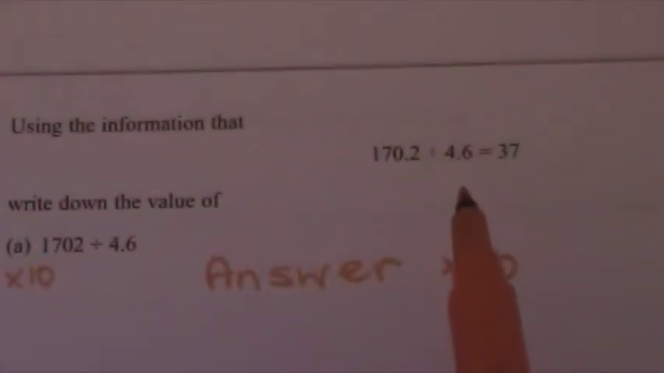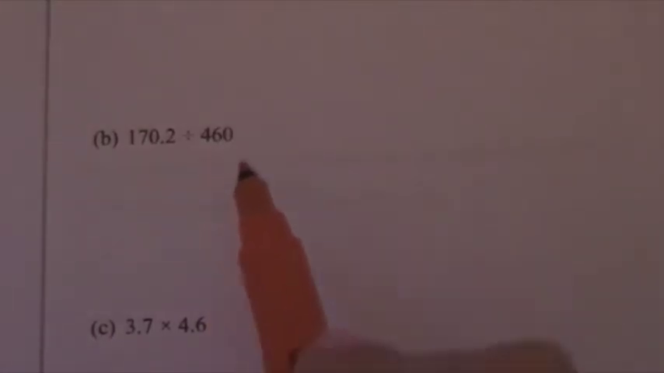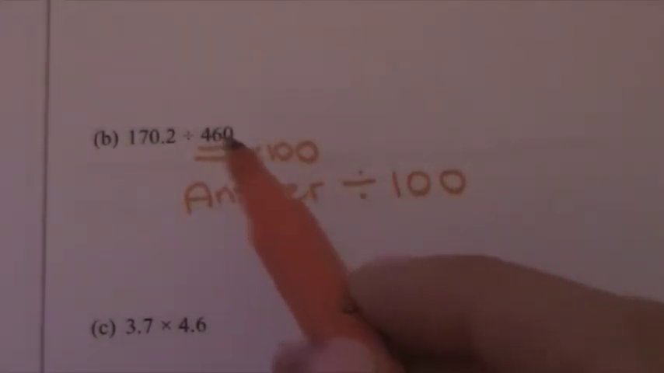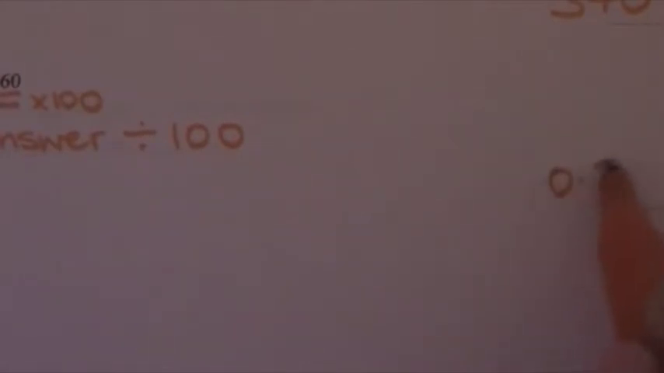Part B, 170.2 divided by 460. So if we look back at the original question, it was divided by 4.6, and it's now divided by 460. So the number that we're dividing by has actually got 100 times bigger. This will make our answer 100 times smaller, because if you're dividing by a much bigger number, your answer is going to be much smaller. So instead of 37, we're going to have 0.37 as our answer. Again, just 1 mark, 0.37.